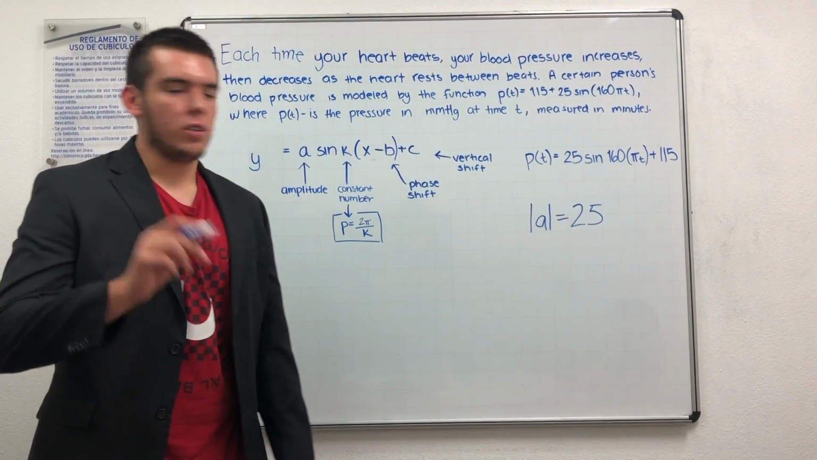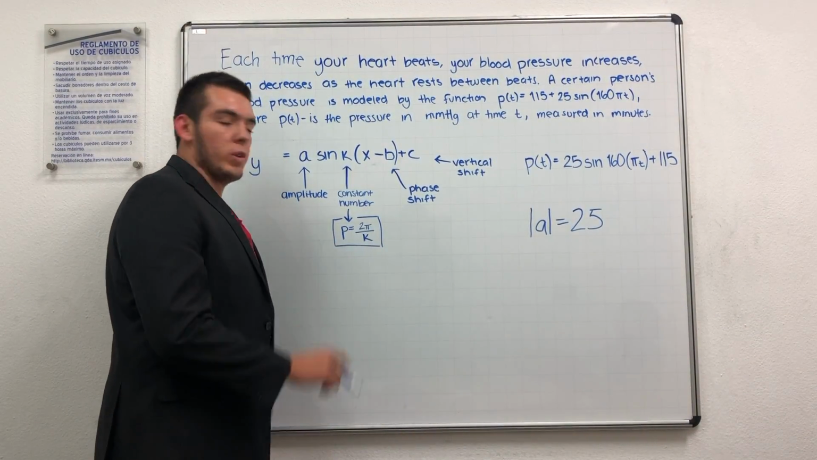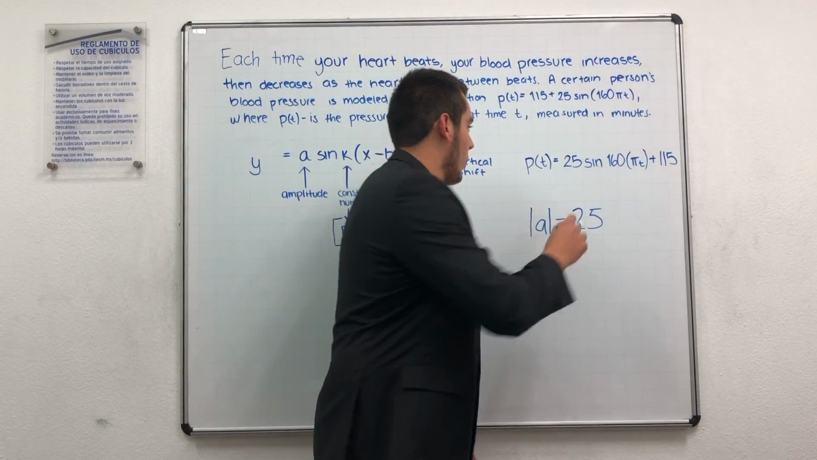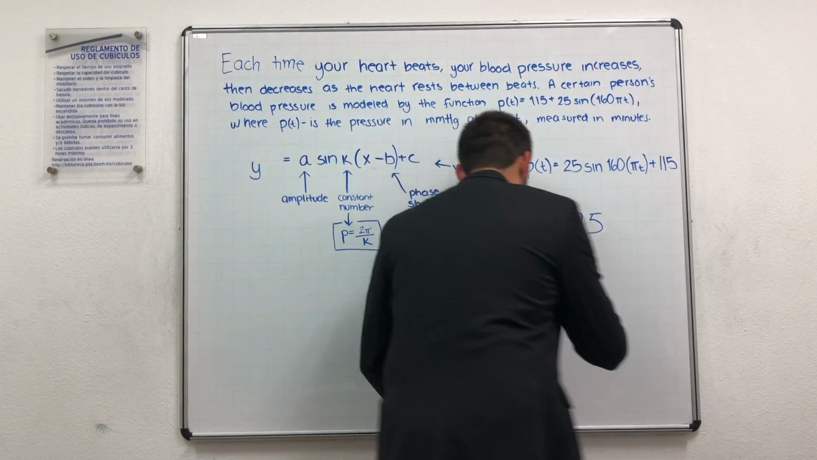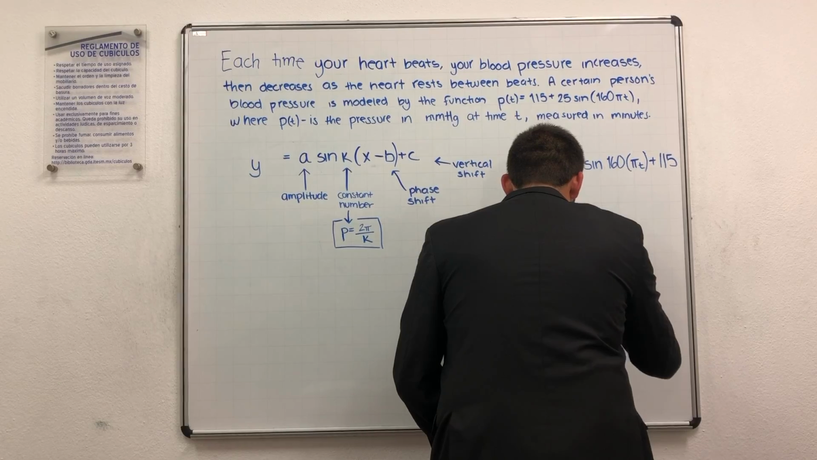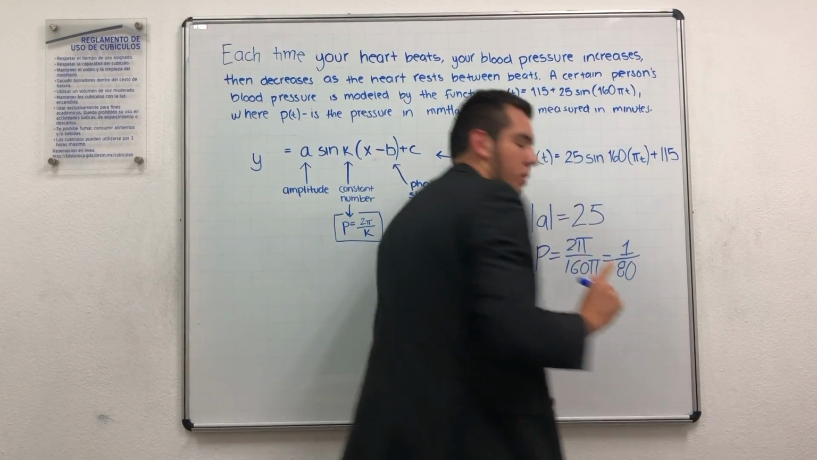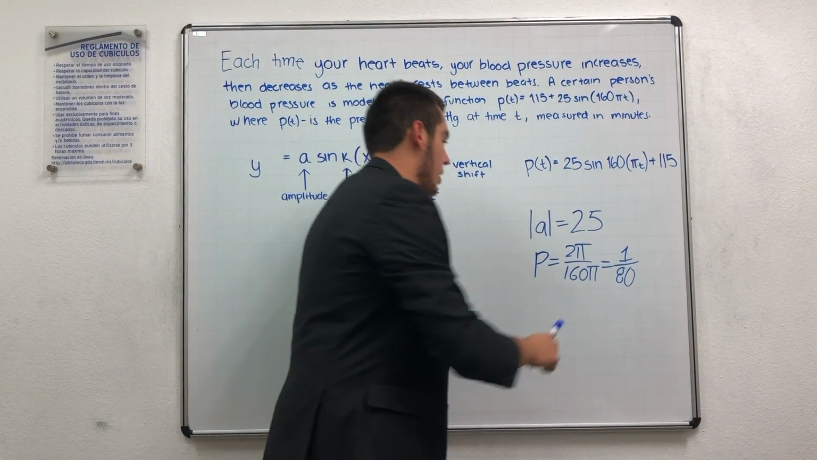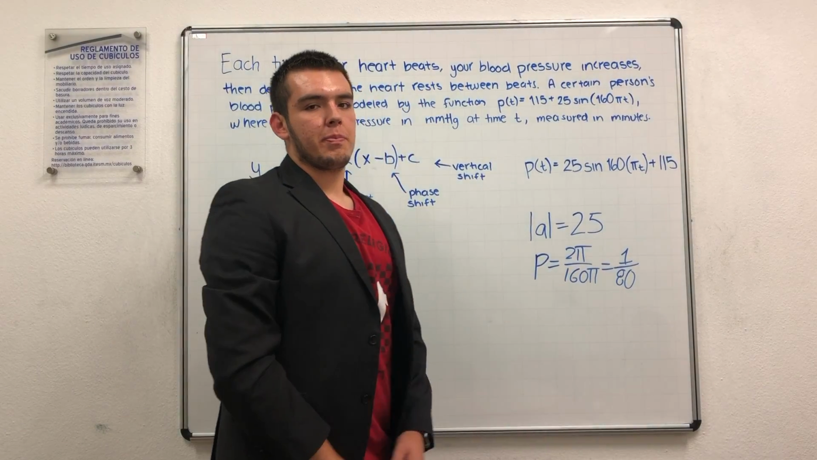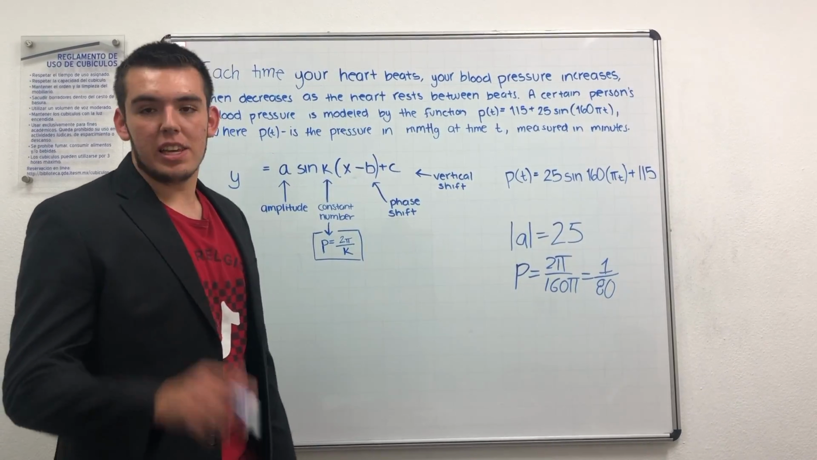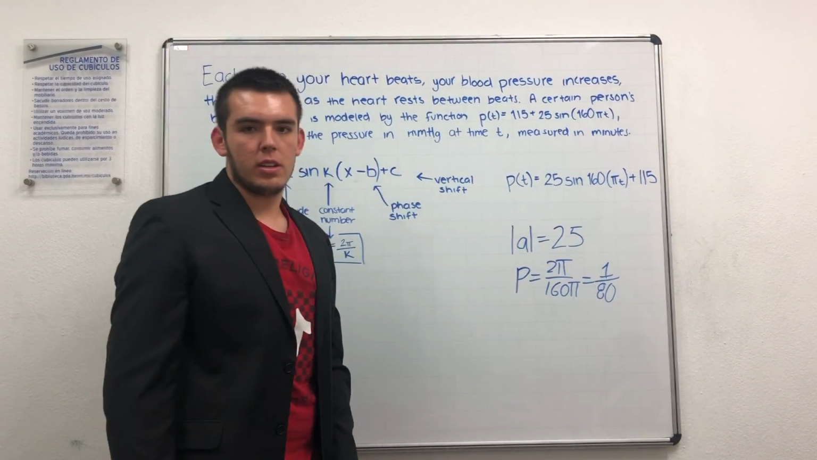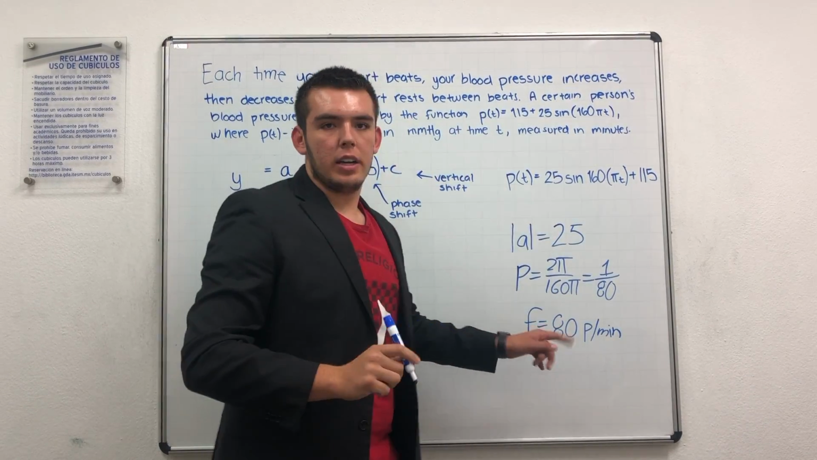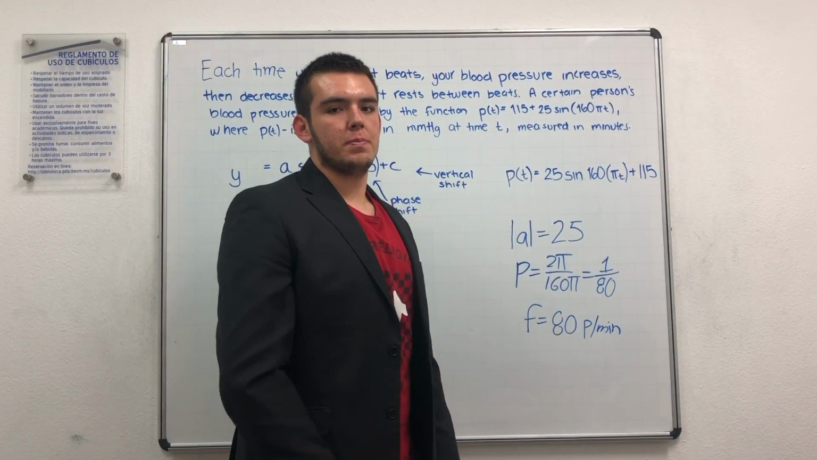Now I'm going to show you how to calculate the period, whose formula is 2π over k. In our problem, we got k equal to 160π. So we got 2π over 160π, which results in 1 over 80. Since each period represents a heartbeat, we got 80 heartbeats per minute as our frequency.